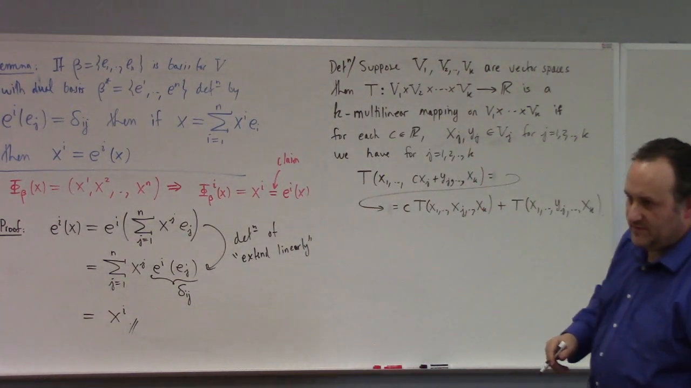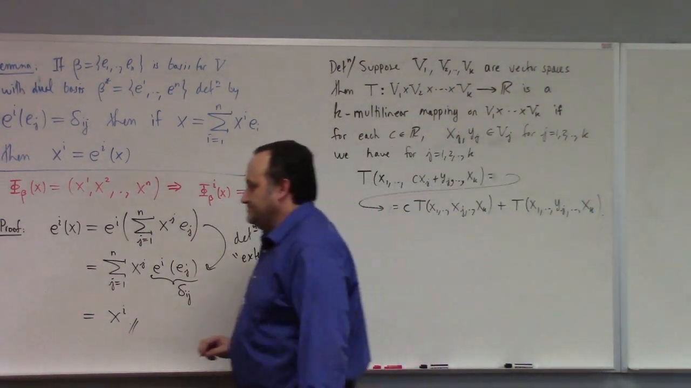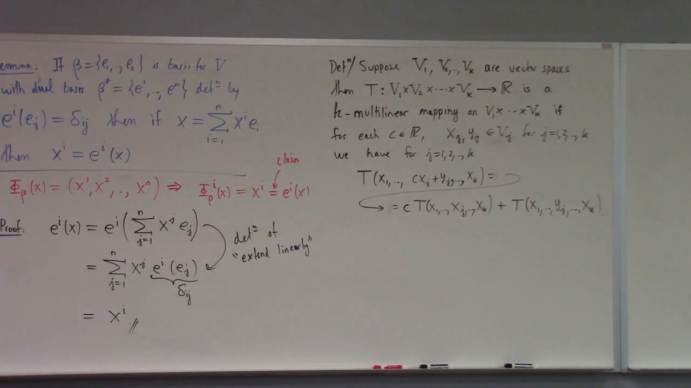Let me put this into words. I'm assuming a k multilinear mapping is a mapping that is linear in each entry. It's linear in each slot. All right.